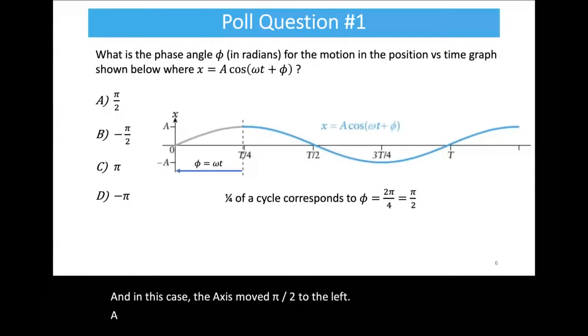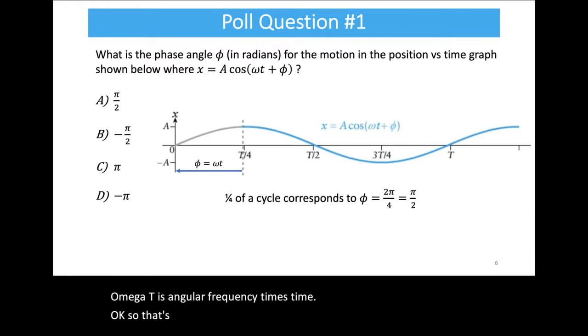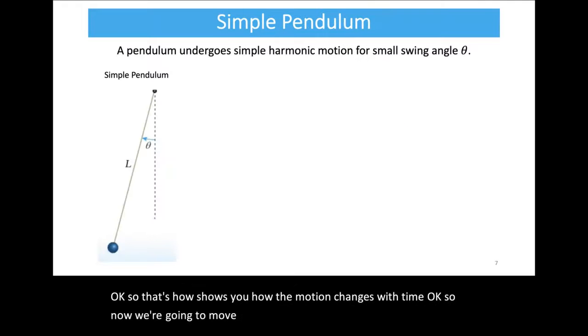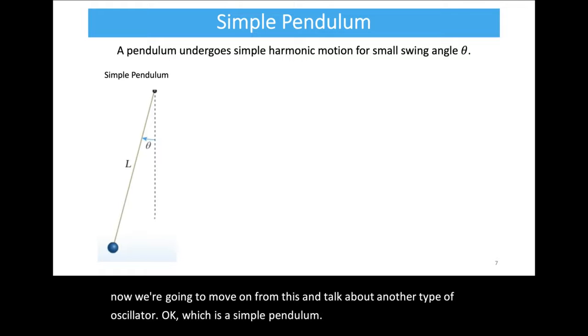Omega t is angular frequency times time. Okay, so that shows you how the motion changes with time. So now we're going to move on from this and talk about another type of oscillator, which is a simple pendulum. So what's a simple pendulum?